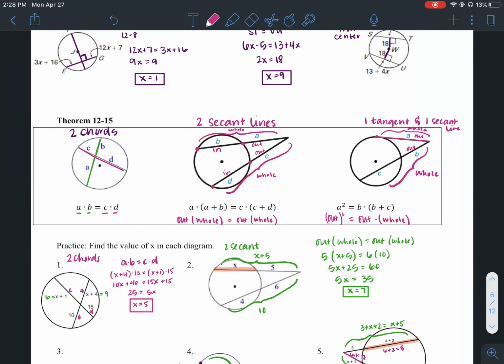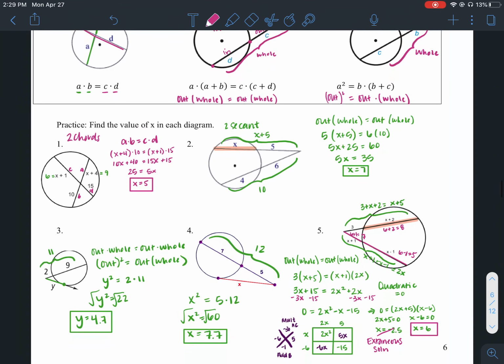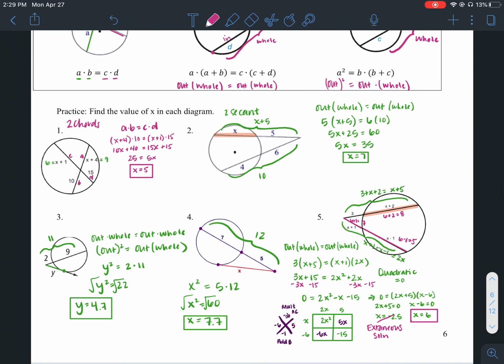All right, so if you're filling out the sheet, the 12.15 is down at the bottom. If you're creating your own, you can put that wherever you want. This PDF is going to get posted to Schoology, so you can look at it again. And then, as always, if you have any questions, please don't hesitate to ask.